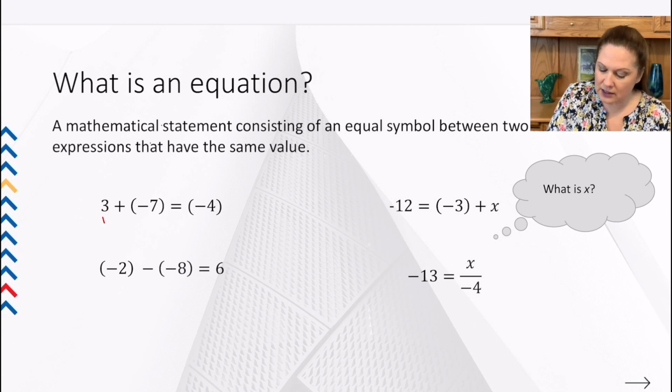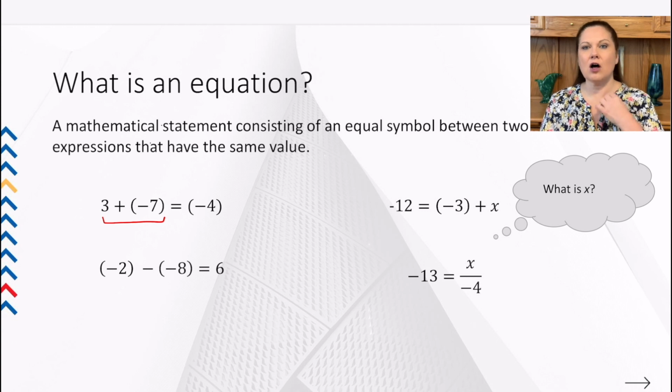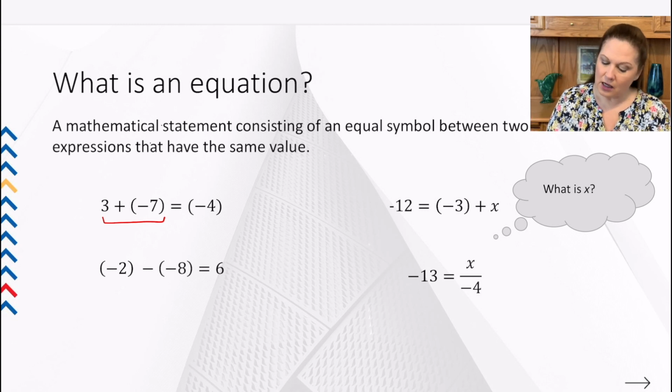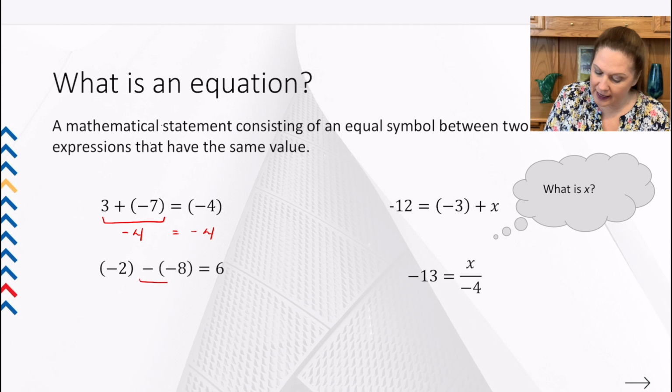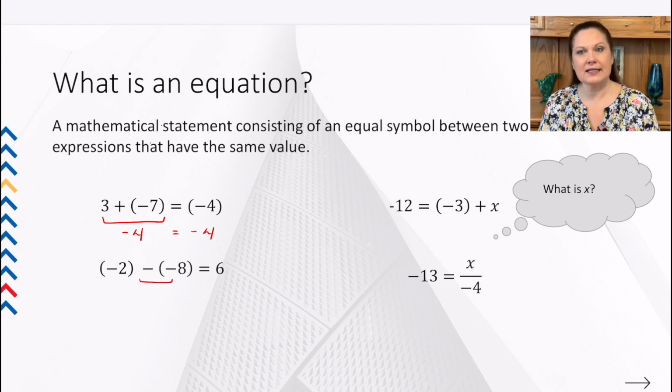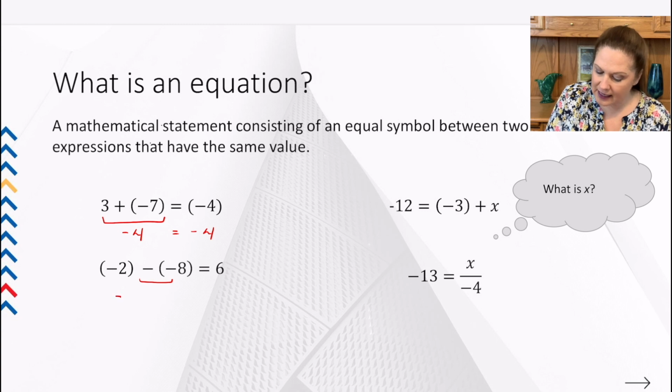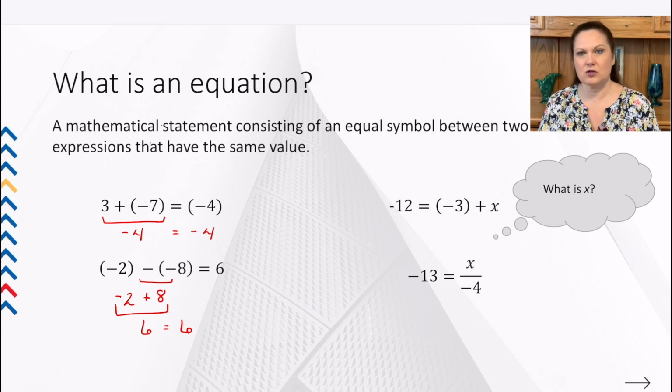Both of these equations, if we go ahead and solve or simplify the side of the equation that we can work, we notice that both sides of the equations are equal. So 3 plus negative 7 is negative 4, and negative 4 is equal to negative 4, so we call that a true statement. And notice we have minus a negative. Remember from our last conversation that is the same as saying plus a positive number. And negative 2 plus 8 is going to be 6. So 6 does equal 6, so that is also true.